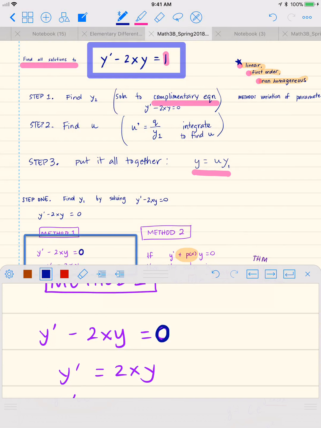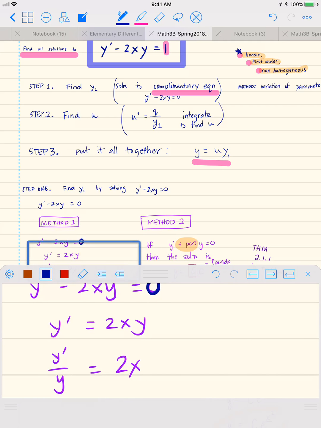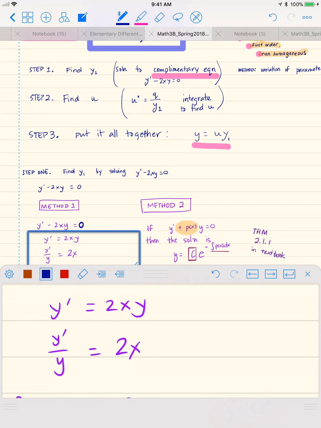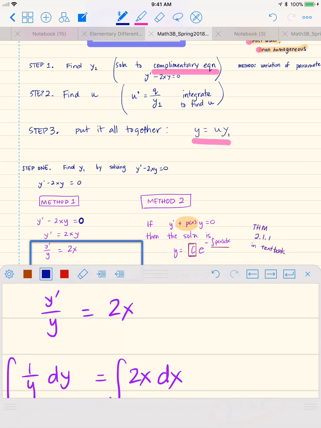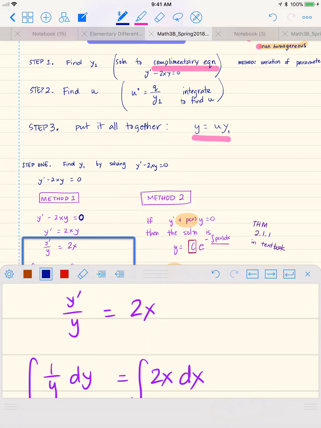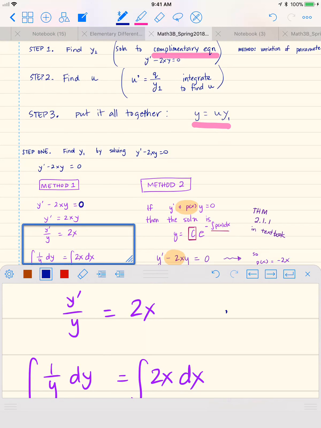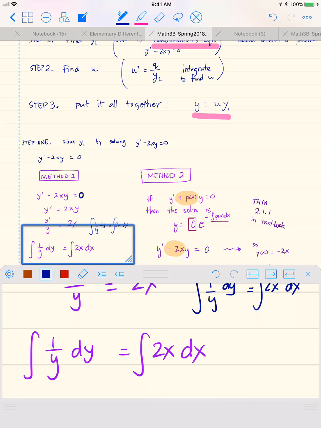Okay, if we want to solve this, the first thing we do is we want to separate those variables. So we add 2xy to both sides. Then we divide both sides by y. And we have y prime over y equals 2x. Right? Now we actually integrate. So we rewrite the y prime over y as dy times 1 over y equals 2x dx. We write it in differential form. And then we integrate both sides of the equation. That gives us this equation right here. The integral of 1 over y dy equals the integral of 2x dx.